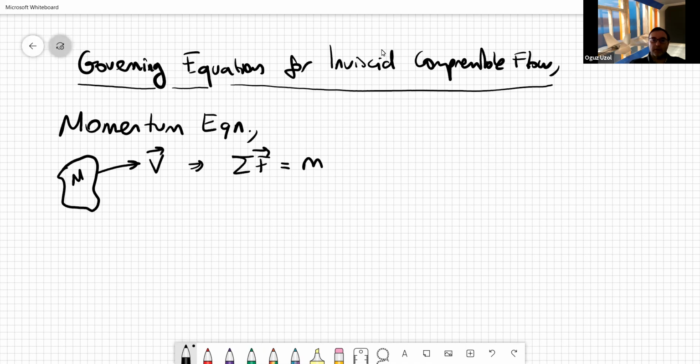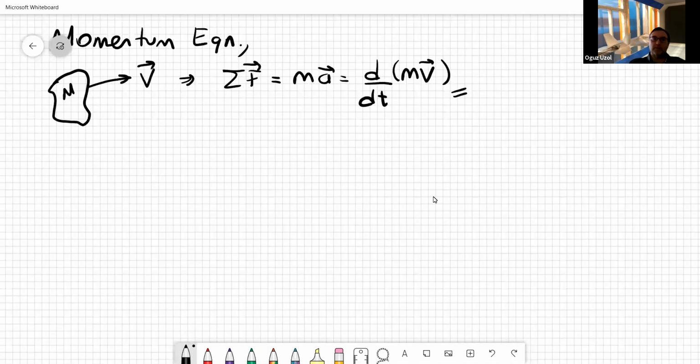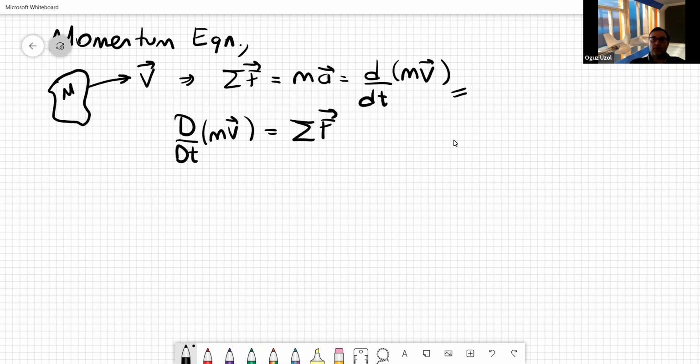Why? Because this is m times a as we know it, and for a constant mass, and we know that mass is conserved, it's not changing, I can take m into the derivative, so it is equal to the derivative of mass times v. So that equation must also be satisfied. Now, when this is applied to a fluid mechanics problem following a single fluid particle, we need to use the substantial derivative of mv, which must be equal to the total amount of force, or net force, acting on a fluid particle.